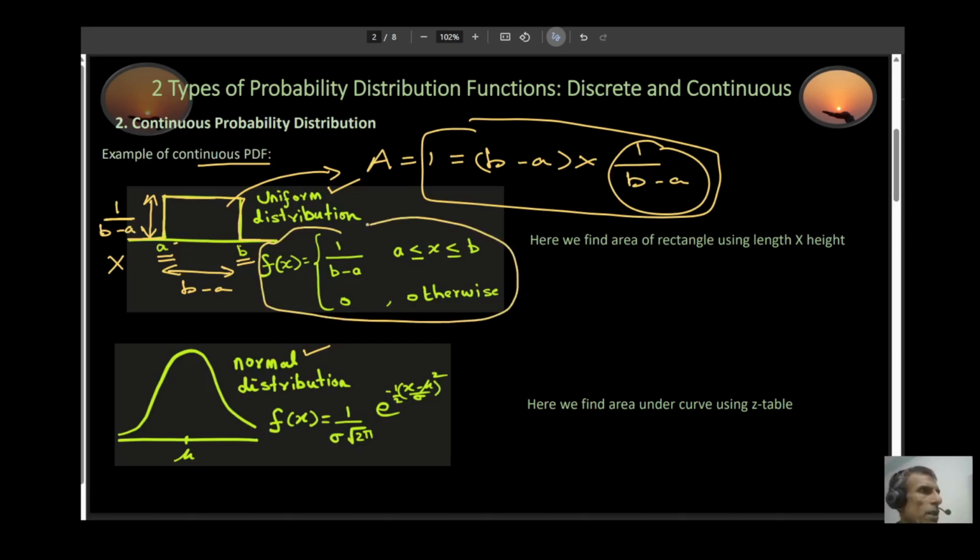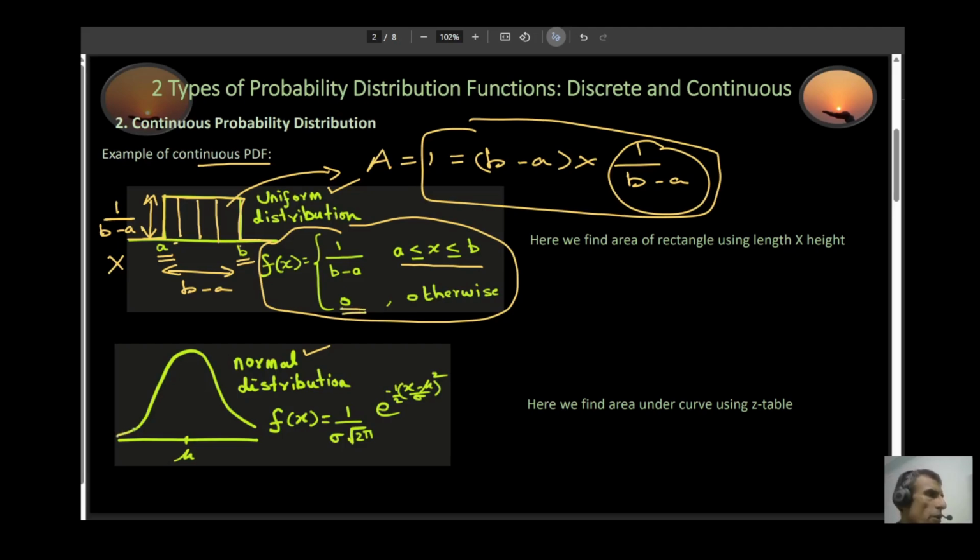So this says that f(x) equals 1 over b minus a as long as your x is between a and b. This height is 1 over b minus a all the way across. As long as your x is not between a and b, it becomes 0.